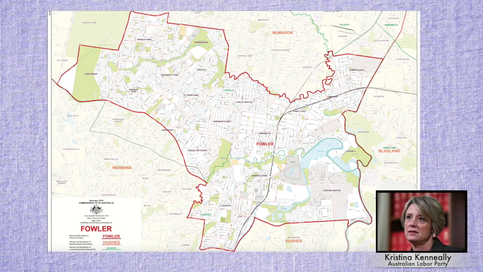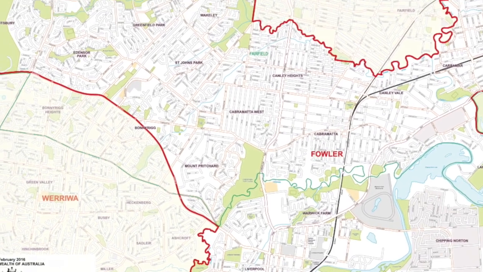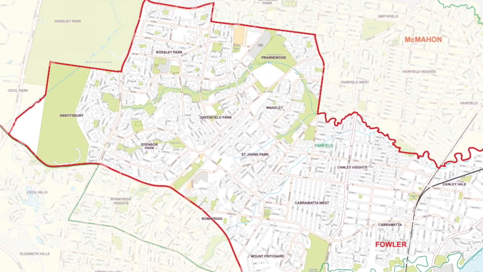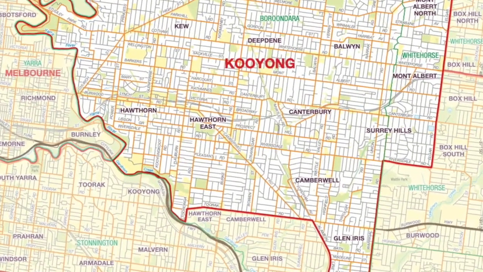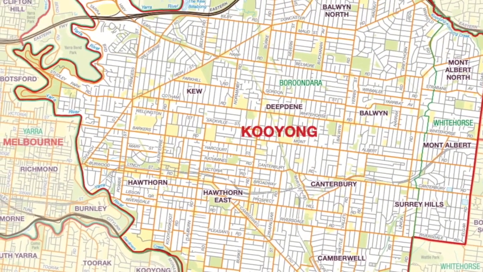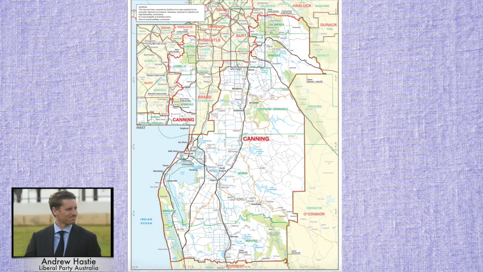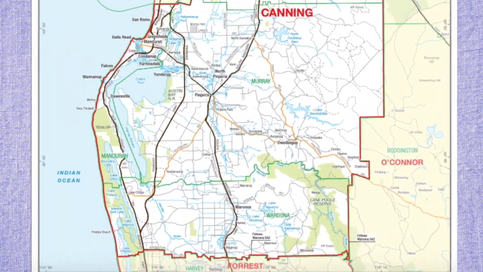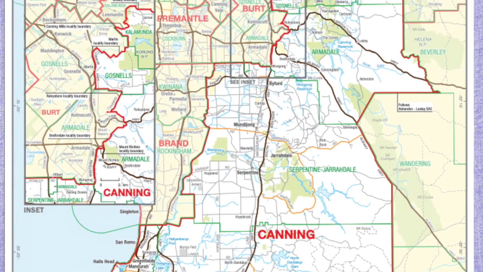Fowler in Western Sydney is currently held by Labor and has been since its existence. It takes in suburbs including Warwick Balme, Fairfield, St John's Park, Prairie Wood and Edensor Park. Kooyong in Victoria is currently held by the Liberal Party with Josh Frydenberg repping the area. It includes suburbs Balwyn, Kew, Hawthorn, Glen Iris and Surrey Hills. Andrew Hastie of the Liberal Party represents the Canning electorate in WA. The ex-army man failed to lift a finger for overgoverned folks from Waroona, Pinjarra, Mandurah and Serpentine. Vote him out.